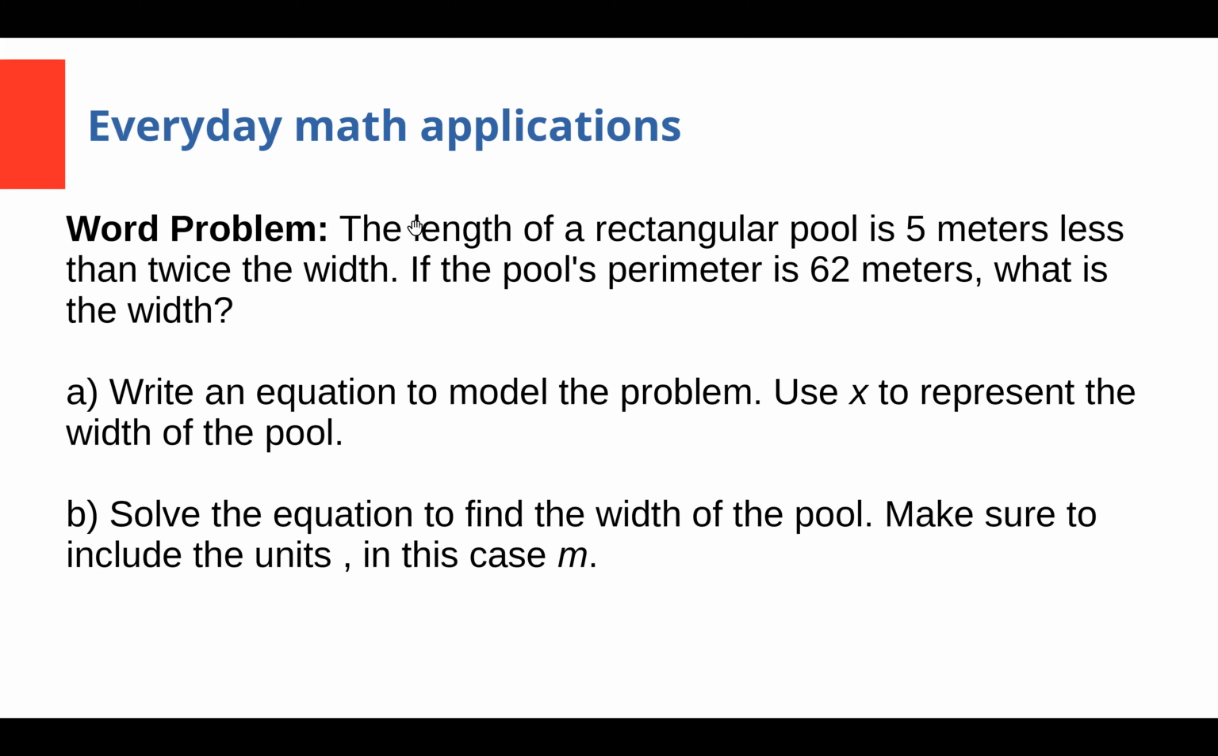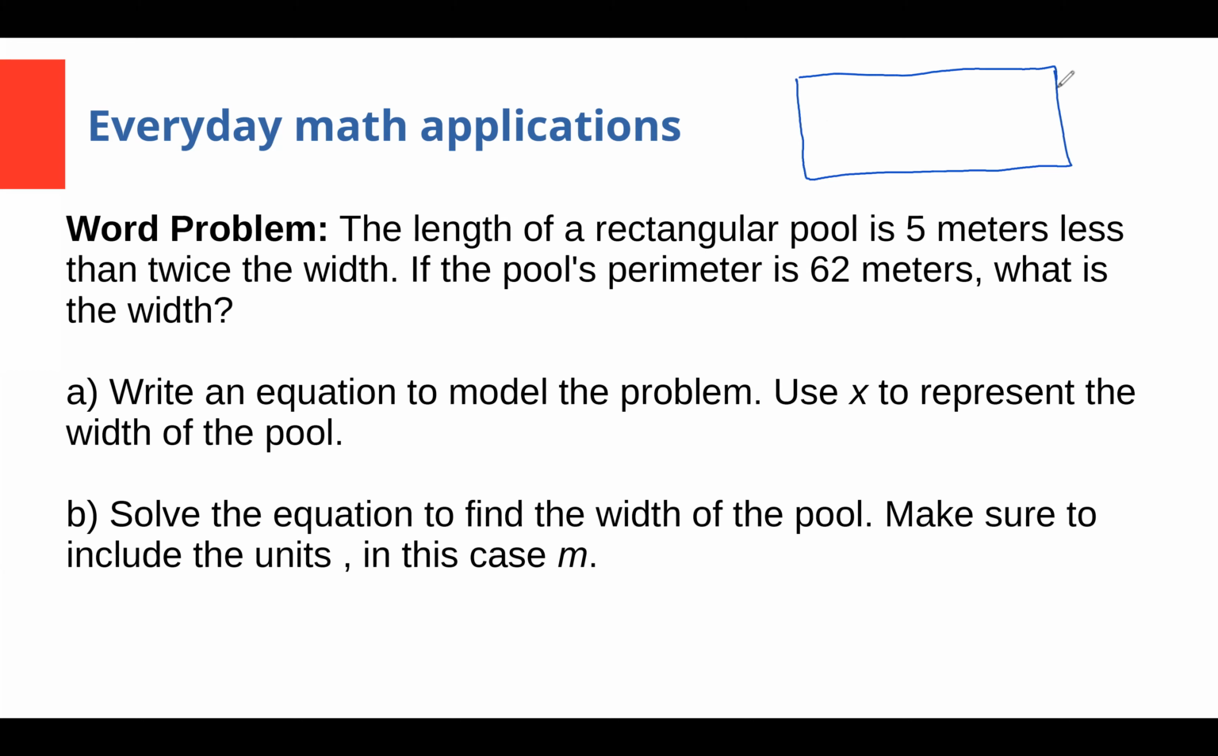So let's start reading. The length of the rectangular pool is 5 meters less than twice the width. If the pool's perimeter is 62 meters, what is the width? Now, if I read it like this, I better draw it, right? Because when the picture is easy to draw, it also helps us a lot. So let's just draw a pool here. Let me do it like this. Okay, so it's a rectangle, right? So we'll put the information in.